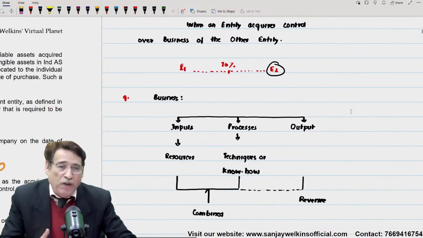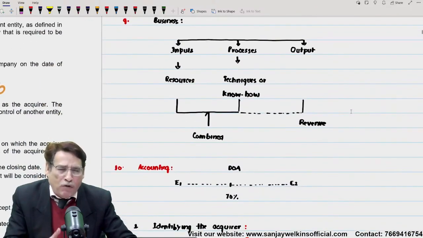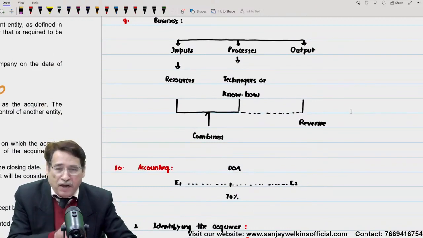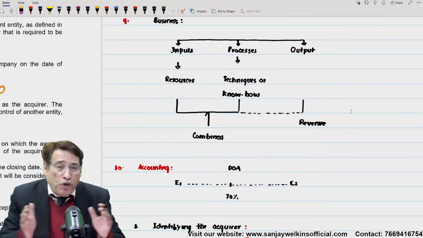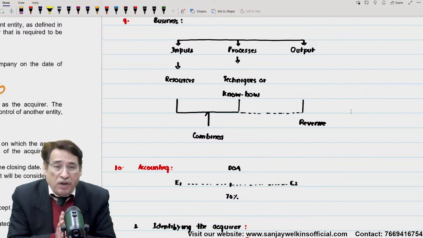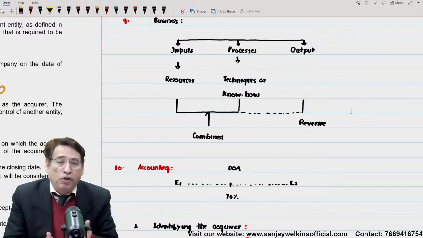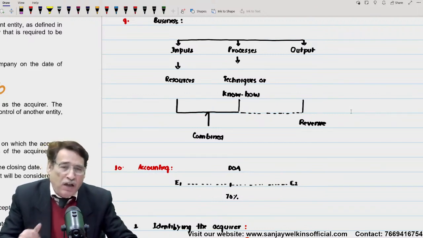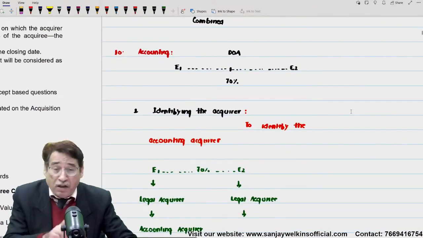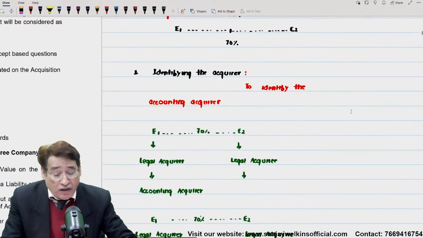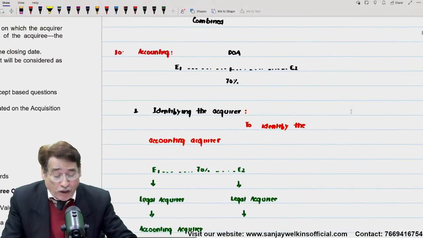Then we talked about business combination. Business combination simply means when an entity acquires the control over the business of the other entity. We saw what we mean by business. Business comprises of three elements: input, processes, and output. And we should be in a position to integrate the input and processes, and then we should also be in a position to generate some revenue. Then only it will be called a business. Another entity must meet the definition of business. Then only Ind AS 103 will come into play.